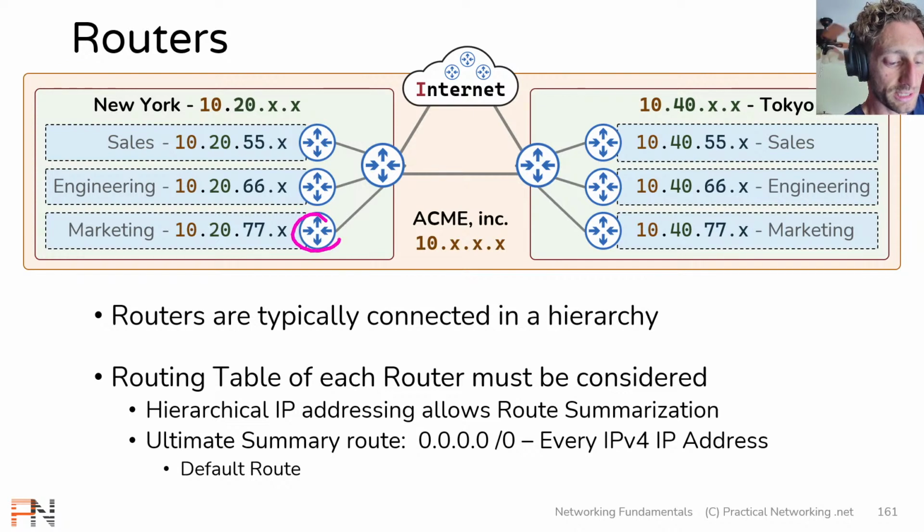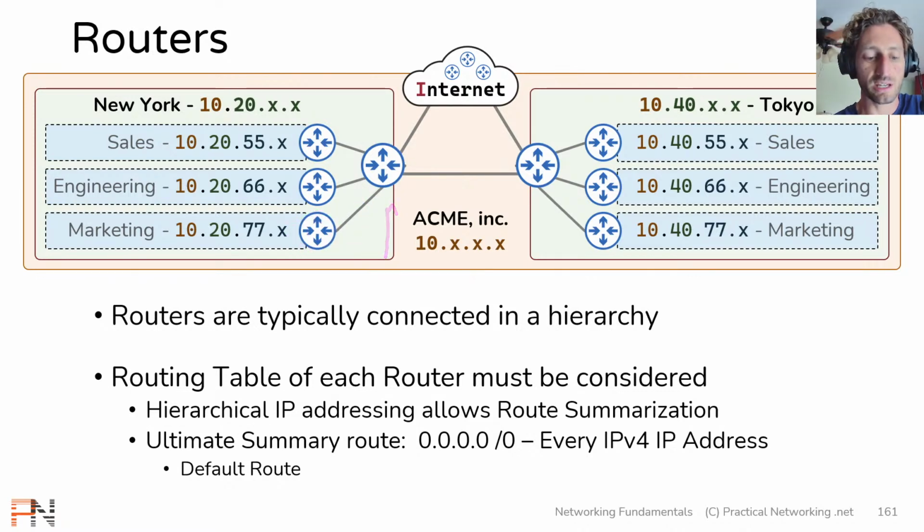For instance, take a look at this router right here. For this router to get to the 10.20.66 or 10.20.55 network, it's going to have to go this way and then on, and then this way and then on. To get to anything in Tokyo, it's going to have to go this way and then on. And to get to anything on the internet, it's going to have to go this way and then to the internet. You'll notice that no matter what, everything that this router sends always goes this way.